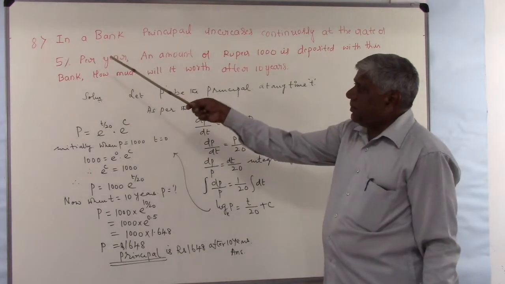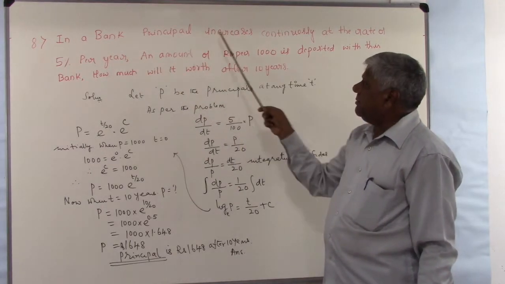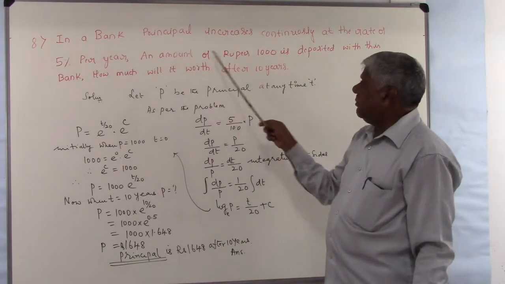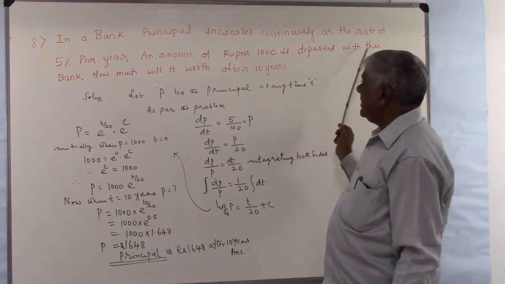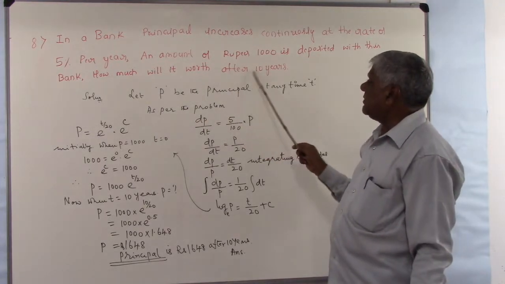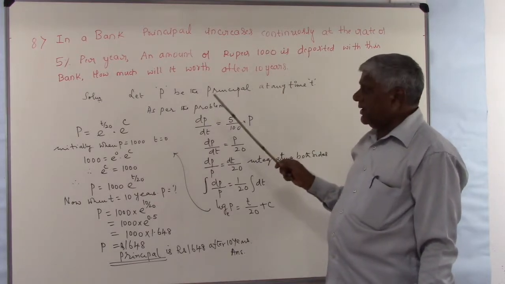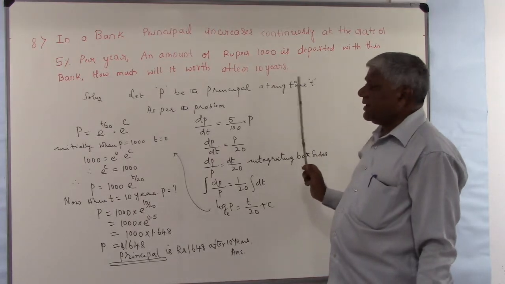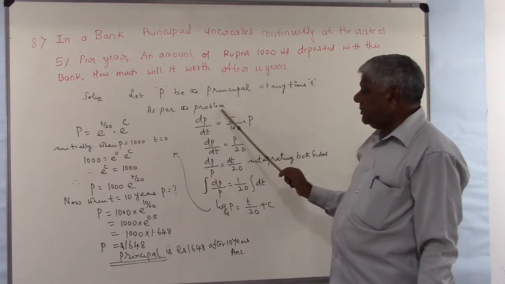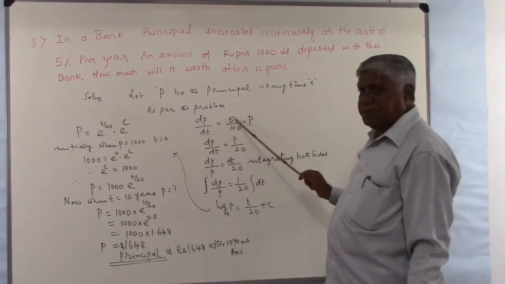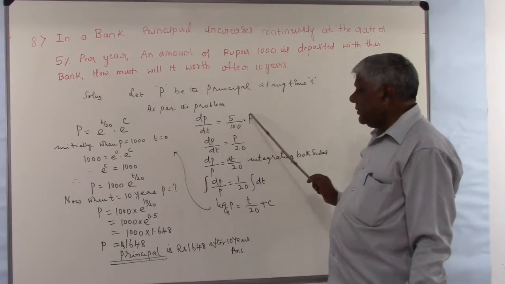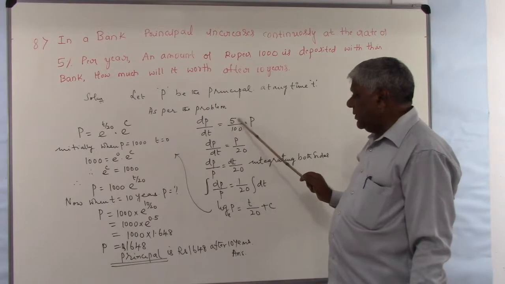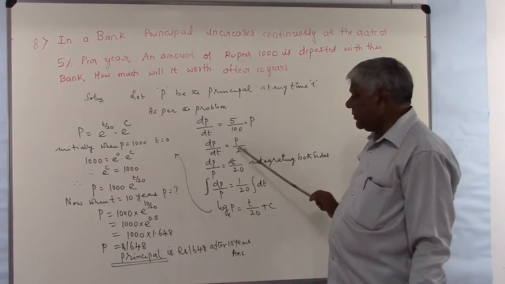Now this last problem, 8th problem. In a bank, principal increases continuously at the rate of 5% per year. An amount of ₹1,000 is deposited with this bank. How much will it be worth after 10 years, he asks. Solution: let P be the principal at any time t. Now as per the problem, dp by dt is equal to 5%, so 5 by 100 into p. Or dp by dt is equal to p by 20. 5 ones are 5, 5 20s are 100.